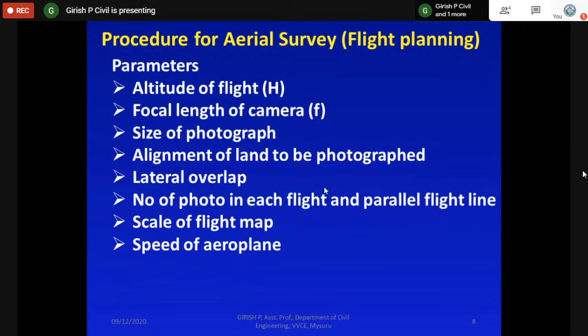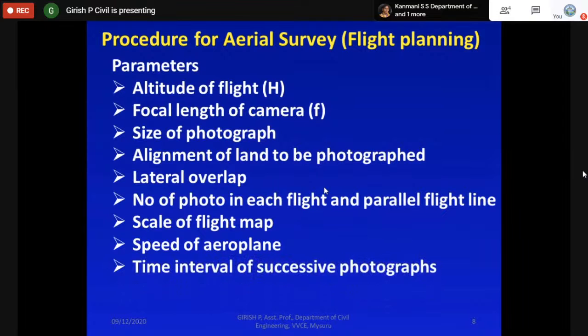So that will also be one major parameter, the speed of the aeroplane. And then the time interval of successive photographs. When the aeroplane moves in a particular direction, that should match with the successive photographs taken at a regular time interval. If not, we definitely won't get proper aerial photographs through the aerial survey. So these are the important set of parameters that we have to consider, particularly in the planning of aerial survey.